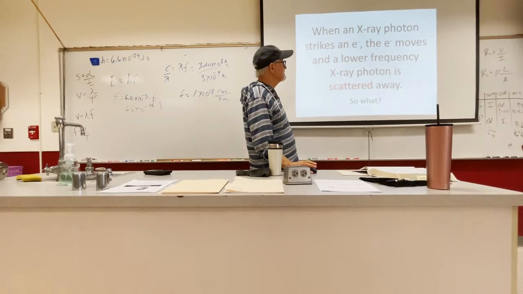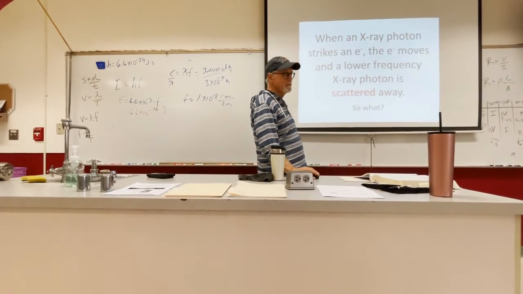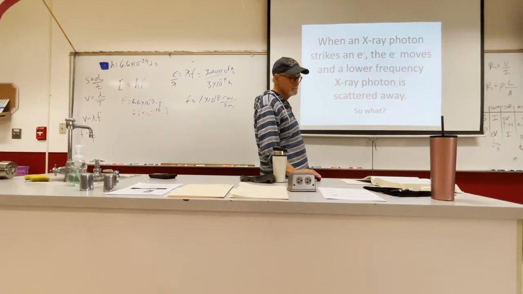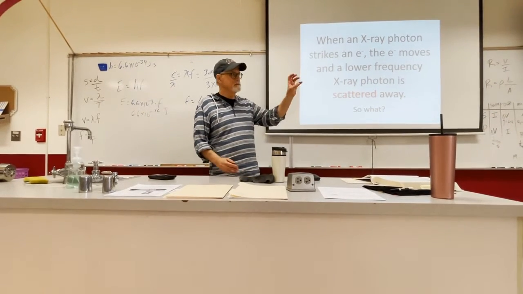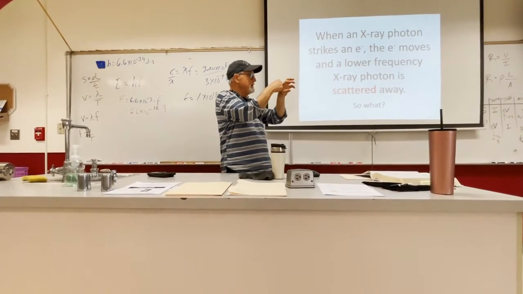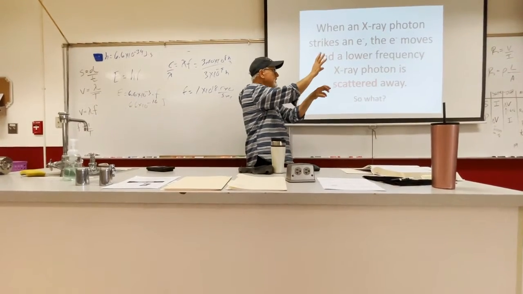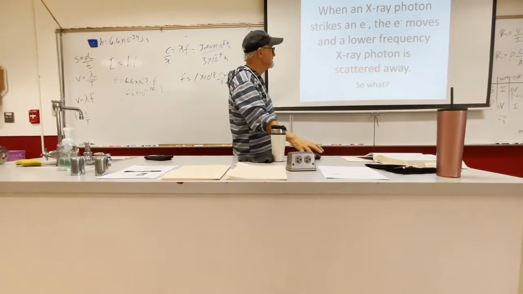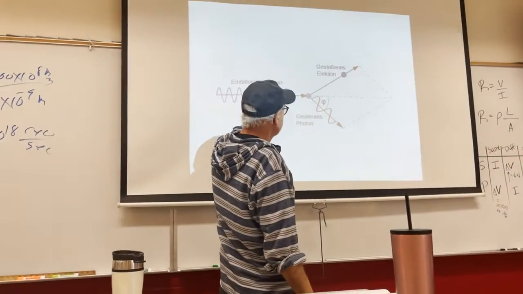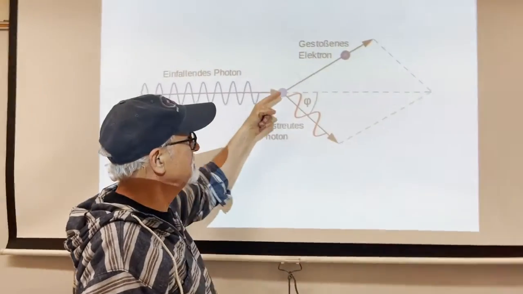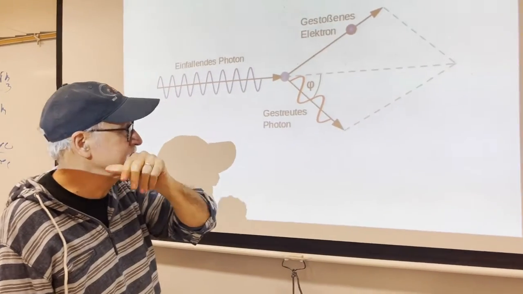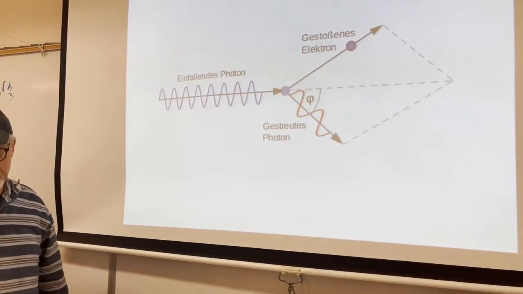When an X-ray photon strikes an electron, the electron moves, and a lower frequency X-ray photon is scattered away. So you've got an electron. Here comes a photon. It smacks into it, and the electron moves, and another lower frequency X-ray photon is scattered away. Let's get a little closer. The X-ray hits the electron, the electron scatters like this, and the photon is scattered at an angle.